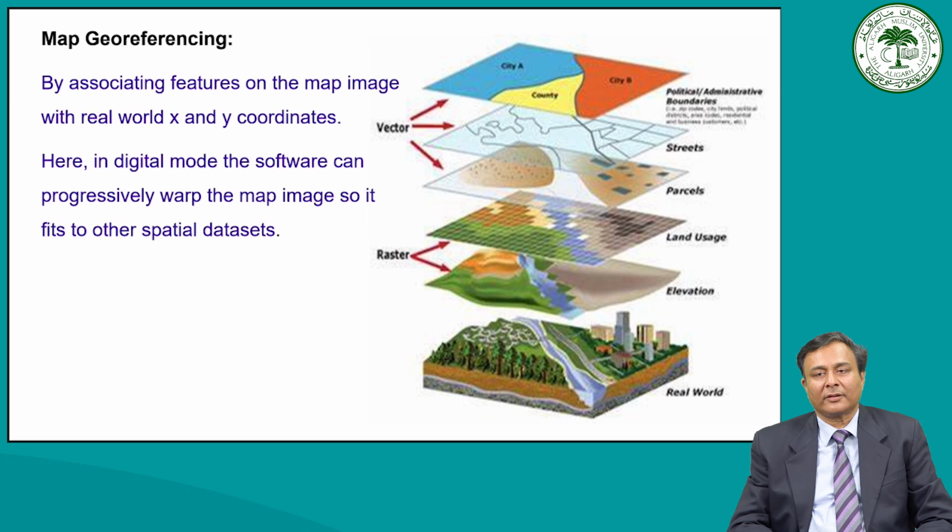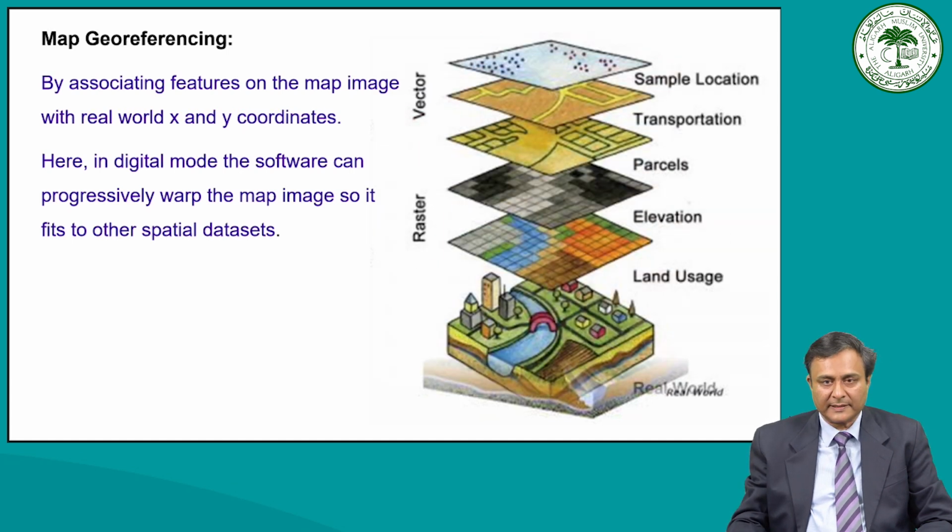So this means georeferencing is done with identifying common points, locations, which are called the GCPs. And here we are associating features on the map image with real world X and Y coordinates. Here in digital mode, the software can progressively warp the map images so it fits to other spatial data sets.